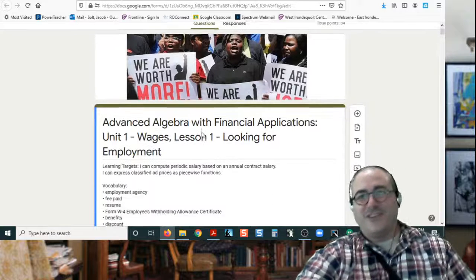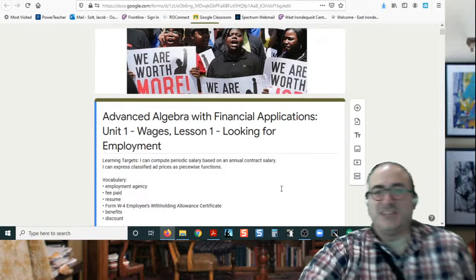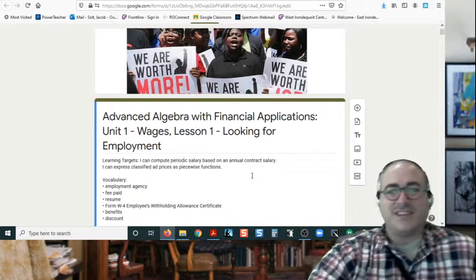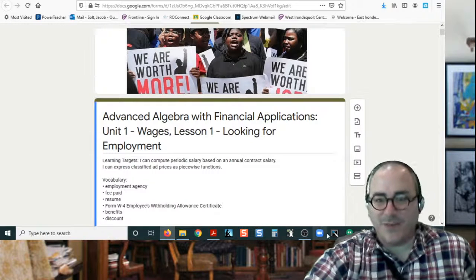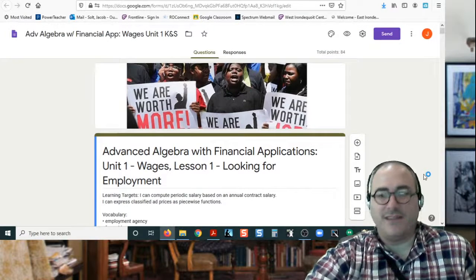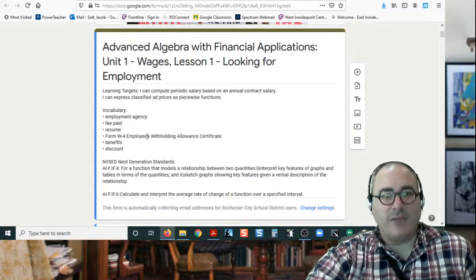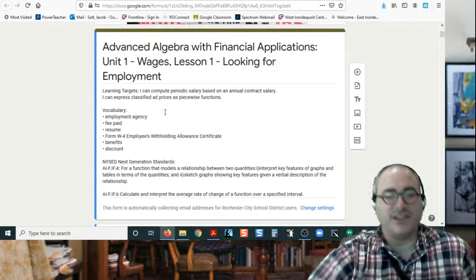So if I've done this correctly, what you should see right now is Advanced Algebra with Financial Applications, Unit 1, Wages, Lesson 1, Looking for Employment up on your screen. This is what a lot of the lessons when I design them will look like. You have your vocabulary right here. Let's start with the learning targets.